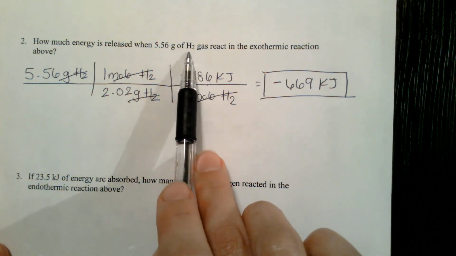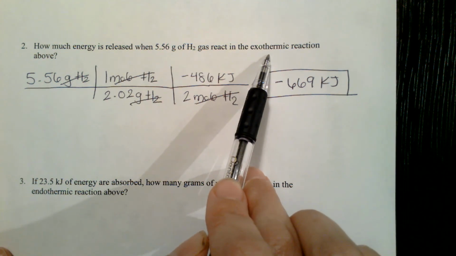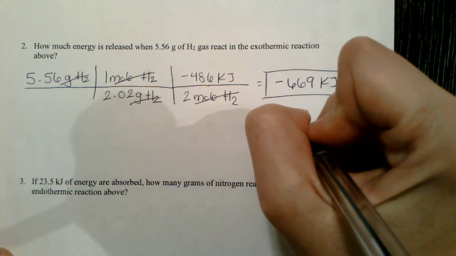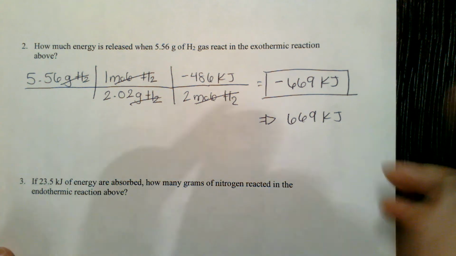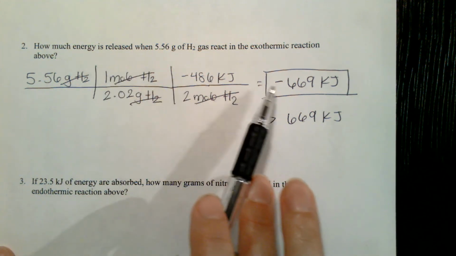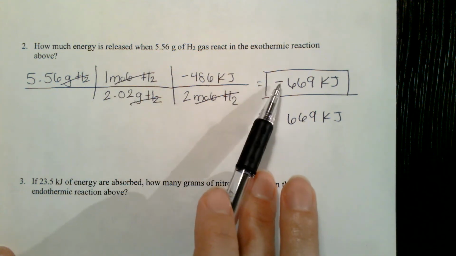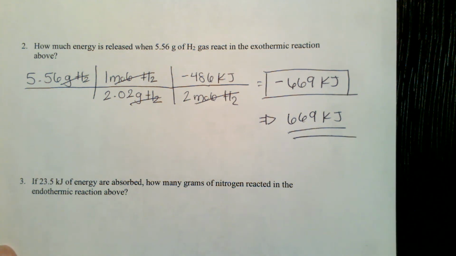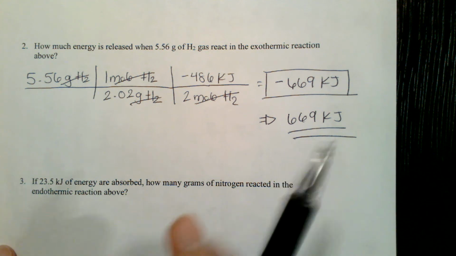But a lot of times, if they tell you released or if they tell you it's exothermic, a lot of times they will accept, like in Pearson, that 669 kilojoules of energy were released. Released equals the negative sign, so it's almost redundant. So oftentimes they'll accept the positive of this so long as the word released was in the question.